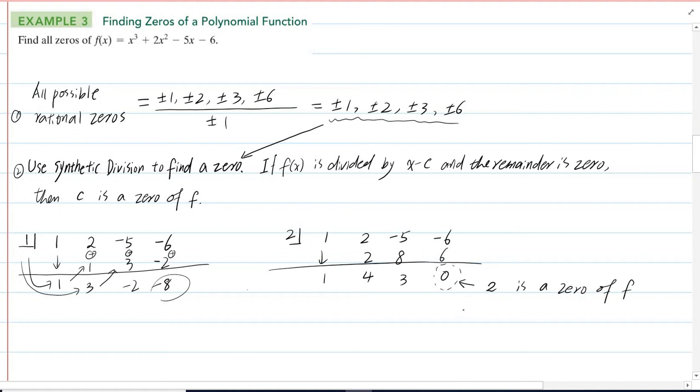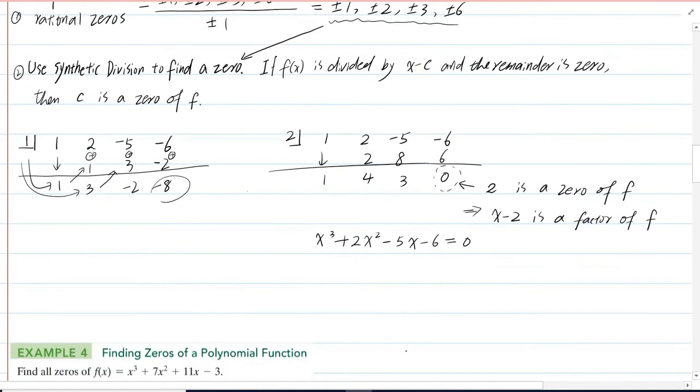That implies x minus 2, that's the form x minus c, x minus 2 is a factor of f. So we're going to rewrite this function as the equation. That will be x cubed plus 2x squared minus 5x minus 6 equals 0.